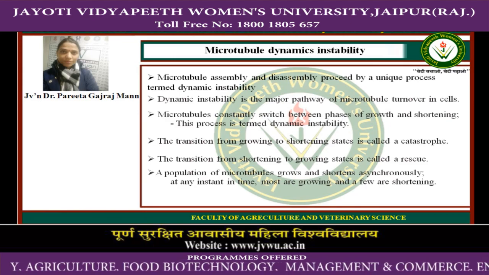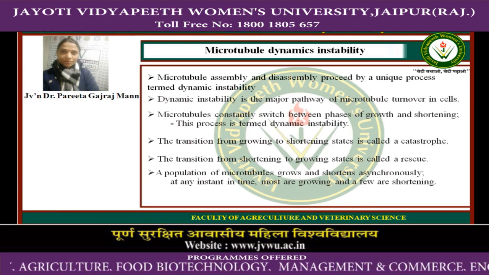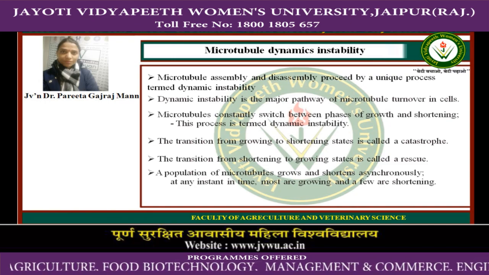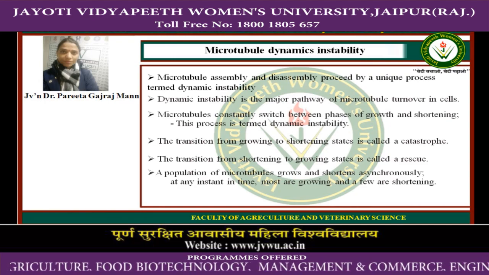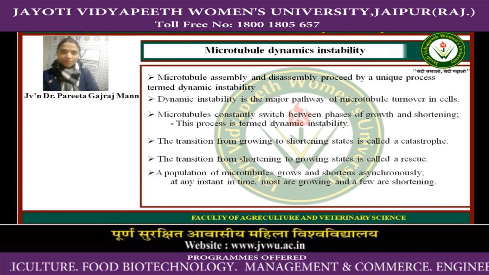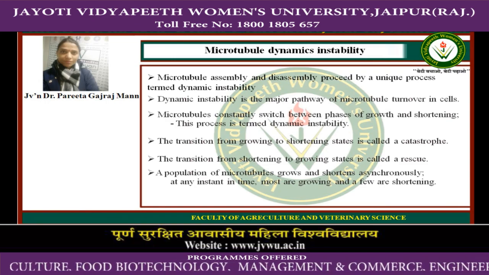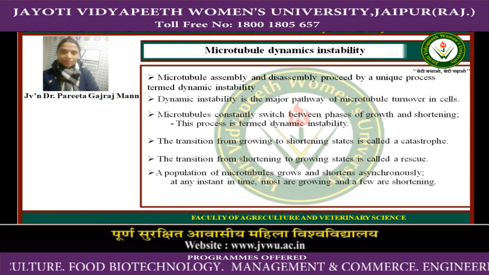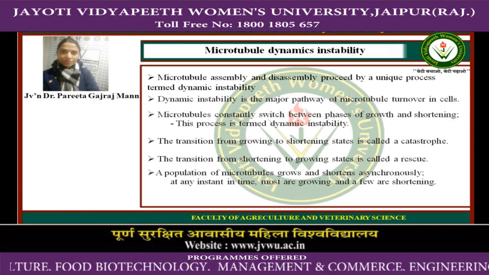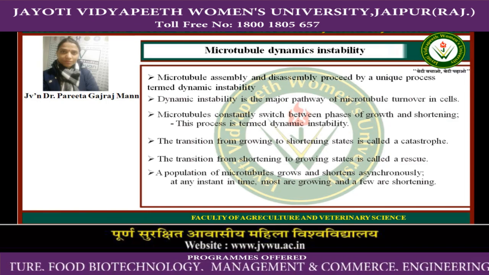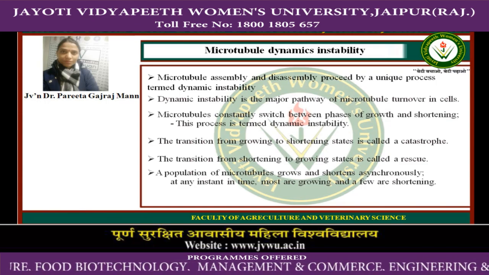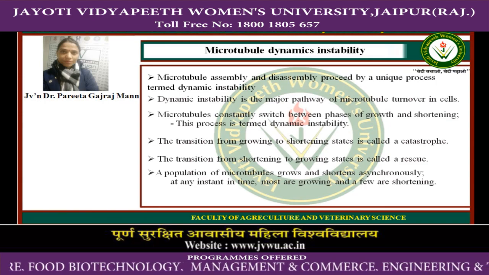The transition from the growing to the shortening stage is called catastrophe. Catastrophe is the term used for the transition from polymerization to depolymerization, when the microtubule switches from the growing to the shortening stage. The transition from shortening to growing, just the opposite of catastrophe, is known as the rescue phase. It means shortening to growing, depolymerization to polymerization. The microtubule is now going towards polymerization, which is why it is known as rescue.